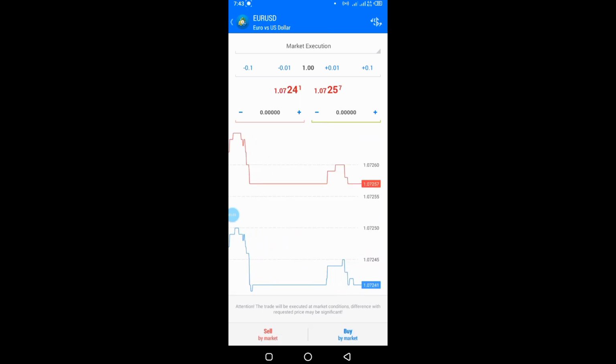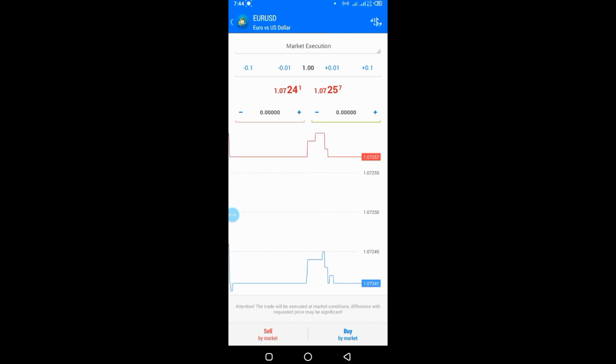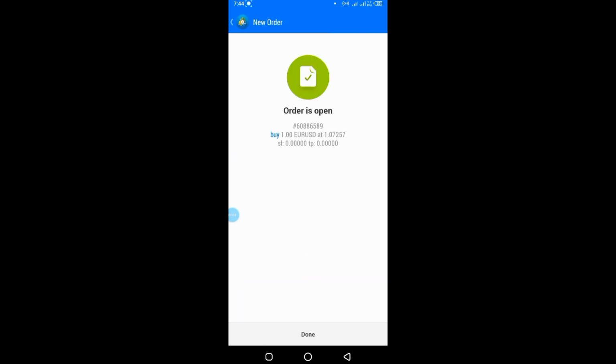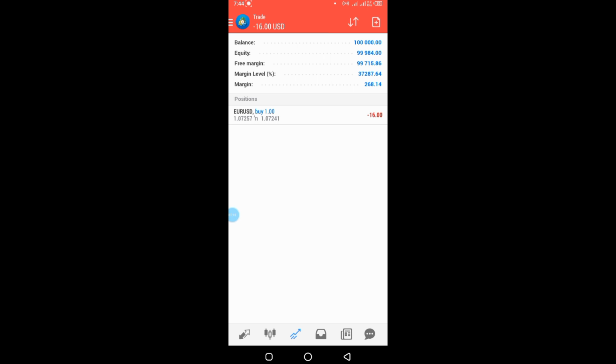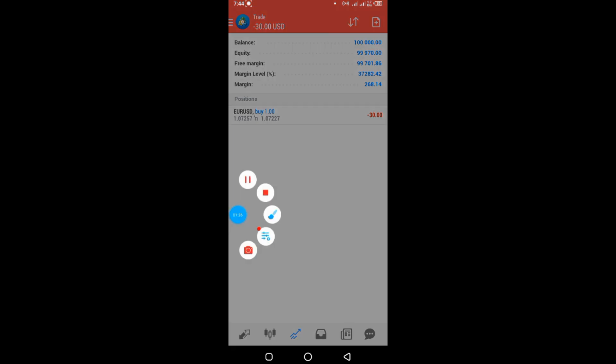So what you are going to do is just press that buy market, and once you buy like that, this one is my demo, you place a position and the position will be running. But in this position, you have not set the stop loss and you have not set the take profit.